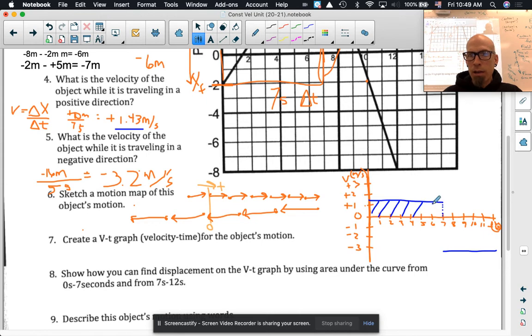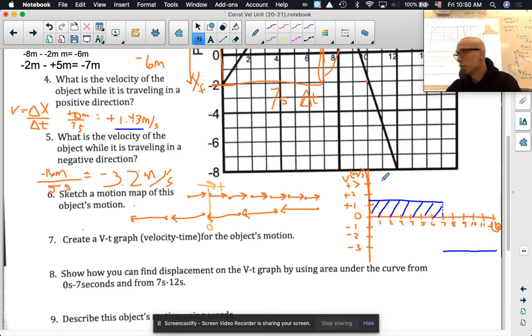Now, that's a rectangle. What are the dimensions of that rectangle? How tall is that rectangle? It's 1.43 meters per second tall because that's the velocity value. That's how tall the rectangle is. How wide is the rectangle? Looks like 7 seconds. So it's 1.43 tall by 7 seconds wide.